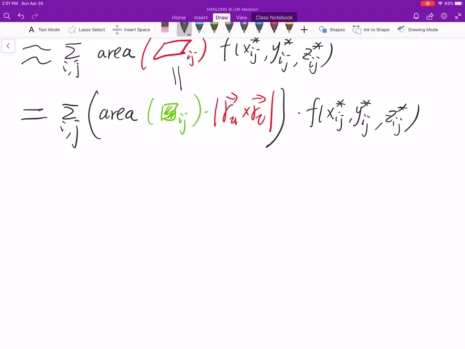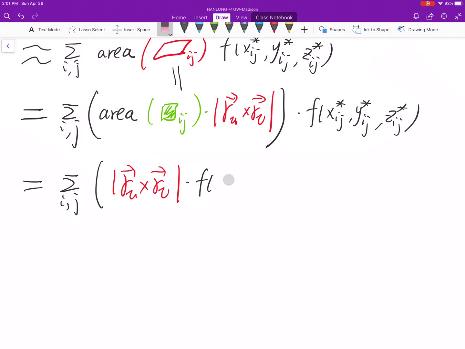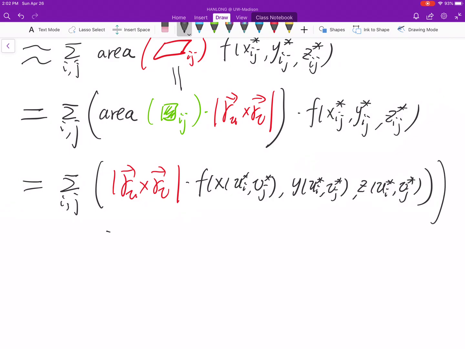Okay, now we rewrite it. This is the summation over i, j of the function times the norm of gamma u cross gamma v. And for the function, you write it in UV variables: x(u_i star, v_j star), y(u_i star, v_j star), z(u_i star, v_j star), just by substitution, like what we did before. Okay, and then you have area, which is du dv.